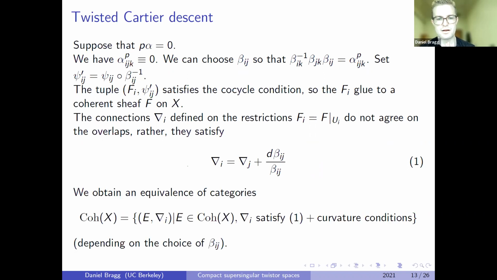One consequence of that is that you get an equivalence of categories that looks sort of like the one that I wanted. The equivalence is between coherent sheaves on X and now it's coherent sheaves on X, not equipped with a connection, but equipped with a bunch of local connections that satisfy some sort of compatibility on the overlaps. And the compatibility is phrased in terms of these betas, and the betas ultimately depend on alpha. So it's some kind of condition on alpha. Okay, so this is just applying Cartier descent directly and looking at cocycles. This is what you get.